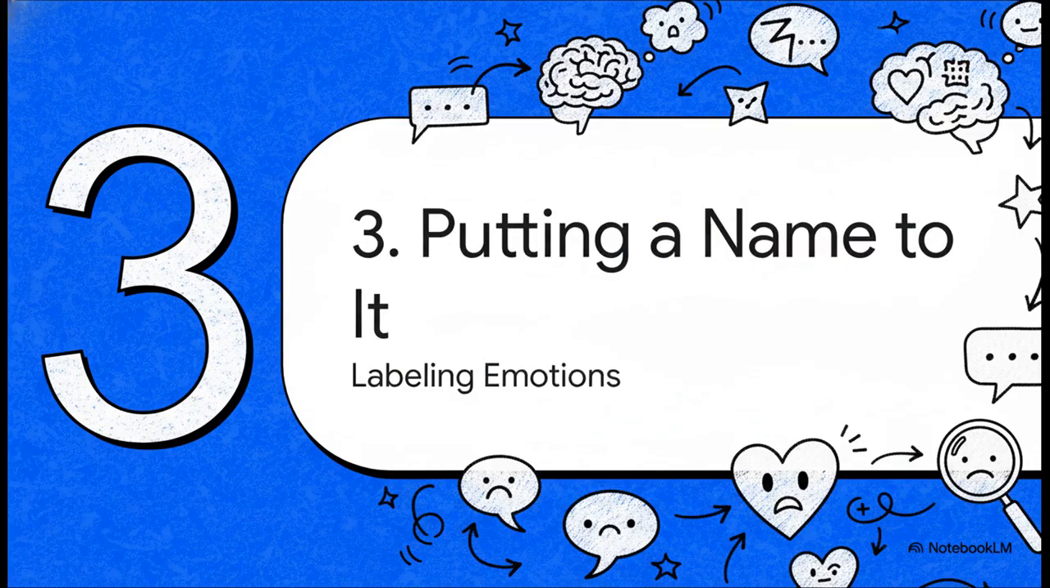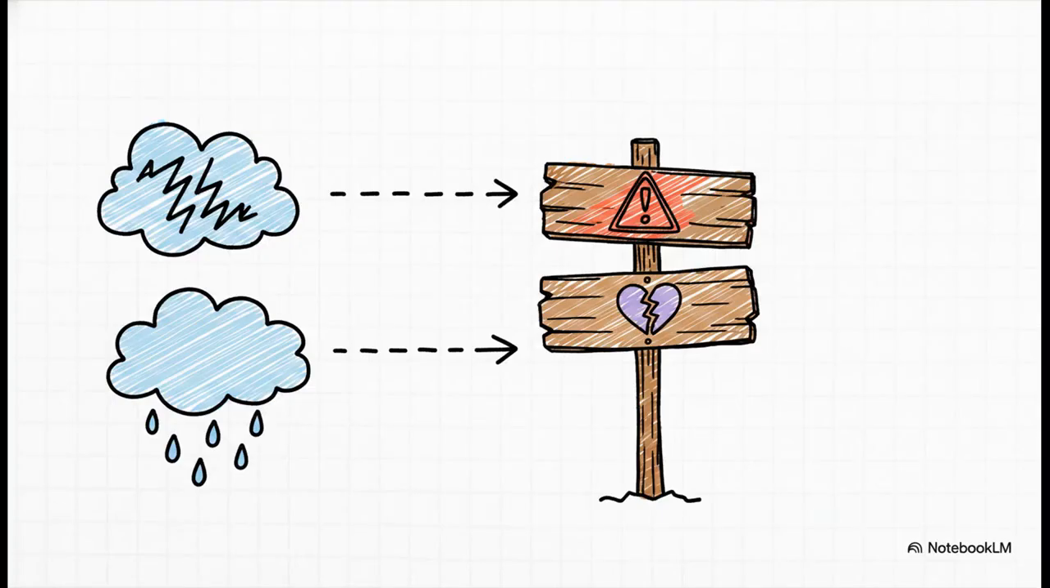Okay, so once we've teased apart the thoughts from the feelings, the next job is to get even more specific about the feelings themselves. And this is more than just a labeling exercise, it's a key part of our diagnostic process. This is exactly why getting specific matters so much.